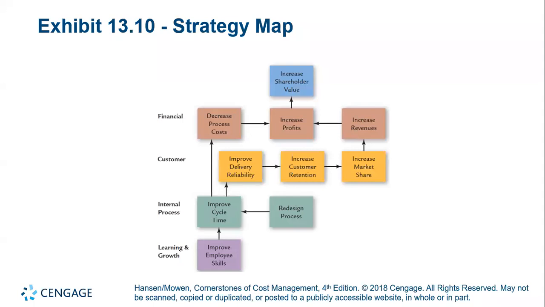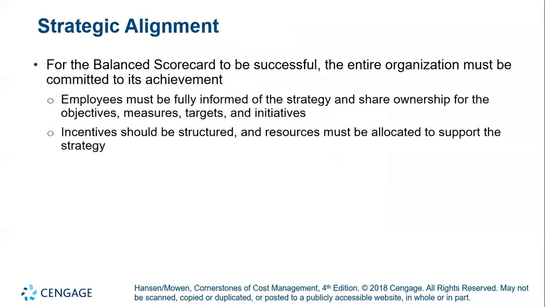So we have now the strategy map for financial: increase shareholder value. That's the overall effect in your previous slide. Decrease process cost, increase profits, increase revenues. Customer: improve delivery reliability, increase customer retention, and increase market share. Internal process: improve cycle time. Now we have the importance of our formula and redesign process. For learning and growth: improve employee skills.